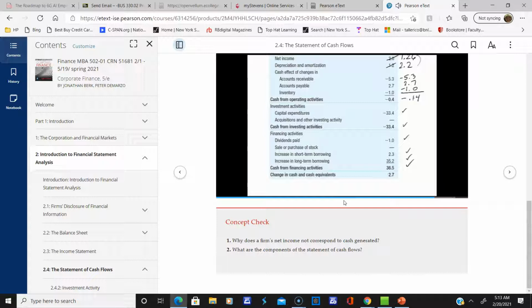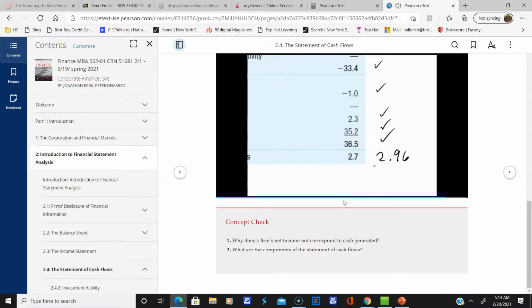And the only thing is then that the $260,000 in savings will flow directly through to the change in cash and cash equivalents. So instead of being a gain of 2.7 million, it's now going to be a gain of 2.96 million. That's the 2.7 million plus the $260,000 that we saved in taxes.